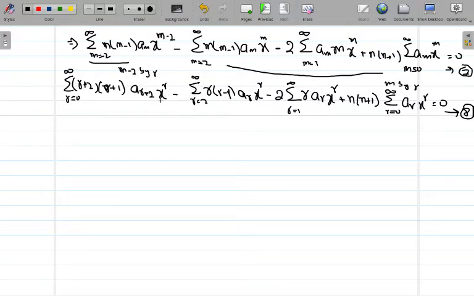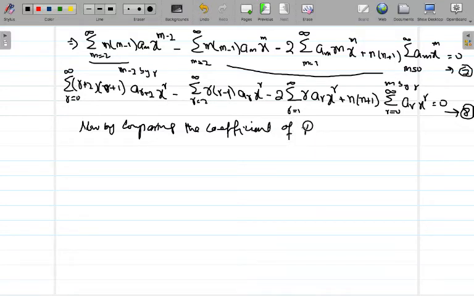So now we have all the unknown x in the same power, x power r in each term. So we can compare the coefficients on both sides now. By comparing the coefficient of x power r on both sides of equation 8, for example, for x power 0, so when r is equal to 0, this will be x power 0, right?